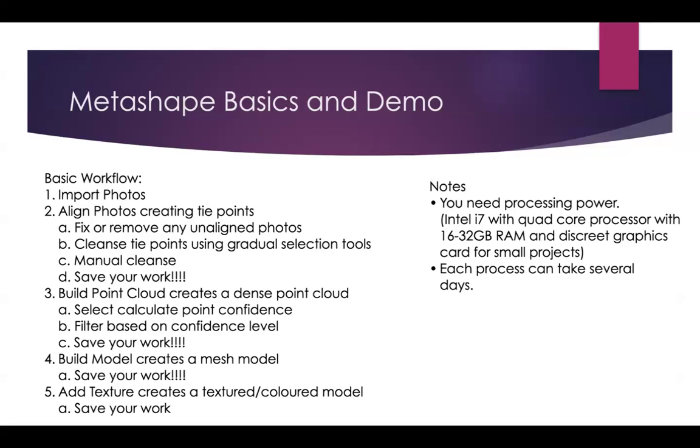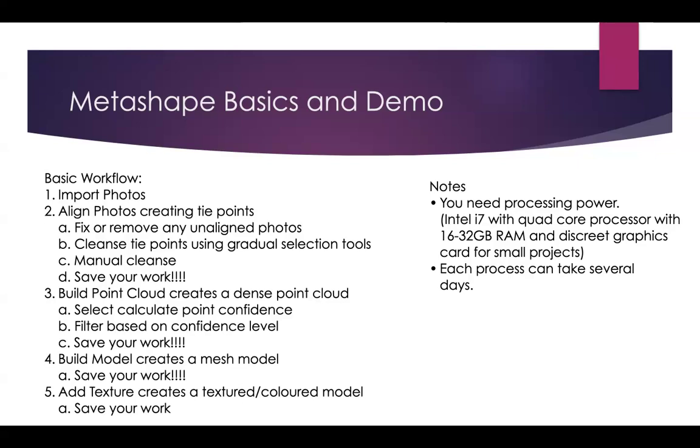Right, I'm pretty much through it, but I was going to show you a little bit of the software. It has a very basic workflow. So you import the photos into it, and you do need thousands. The more pictures you've got, the better the model will be. It then aligns the photos, and it creates what's called tie points. So you get what's called a point cloud. It looks like a dot model. These are all the matched locations that it has found.